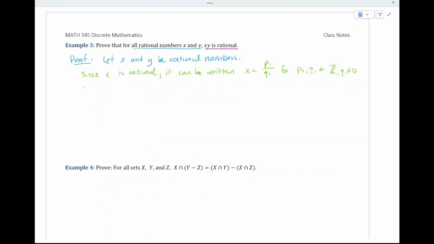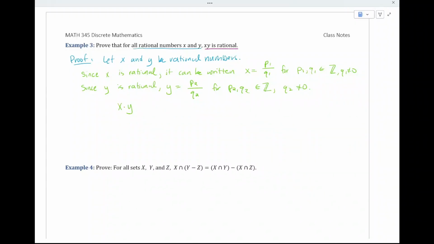I'm going to do the same thing for y. Since y is rational, y is equal to P2 over Q2, different integers, for P2, Q2 in Z, and Q2 can't be 0. So now I've used a definition to write what it means to be rational. Next up, I'm going to talk about my conclusion. I think I can get there.